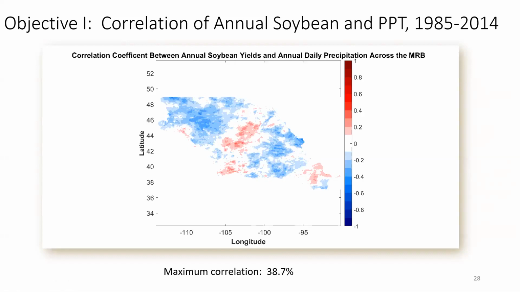Now looking at soybean instead of corn with precipitation, the area of positive correlation is a little bit different for the same time period. Again, the maximum correlation is not that impressive. What I'm going to do here over the break is attempt to perform some kind of nonlinear correlation analysis to see if I can get some more meaningful results out of this kind of analysis. So I believe that's it for objective one.